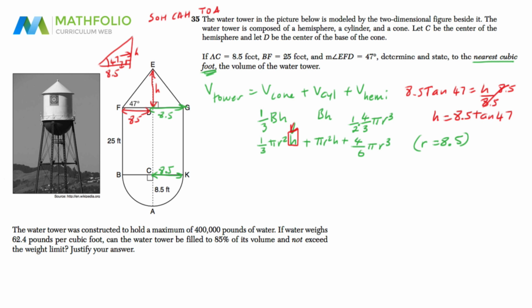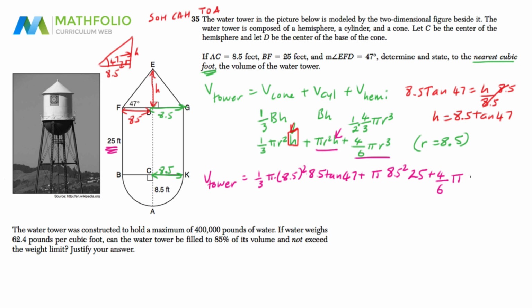So at this point, I'm not even going to work this out. I'm just going to write everything in one shot. So the volume of this tower equals 1/3 pi times 8.5 squared times 8.5 tan 47, plus, now we're doing this bit right here, pi 8.5 squared. Now this time, this height is the height of the cylinder which we have, which is 25, plus, now we're doing this bit here, 4/6, which is really 2/3, pi times 8.5 cubed. So you could work out each of these pieces separately on your calculator and add them together. I'm going to try and one-shot this whole thing and then come back with the answer.